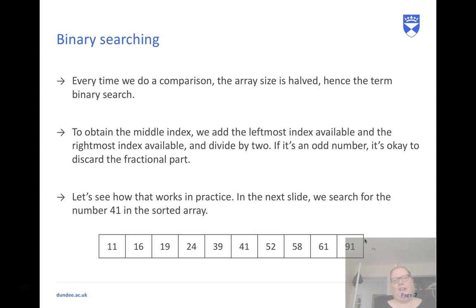So every time we do a comparison, the array size is halved, hence the term binary search. The first thing we have to do is obtain the middle index. We add the leftmost index available and the rightmost index and divide by 2. If it's an odd number, you can either discard the fractional part or you can round up. It doesn't really matter. We'll discard the fractional parts. I think that's what most people do, but it doesn't make a lot of difference. Okay, let's actually see how we do this for this array.